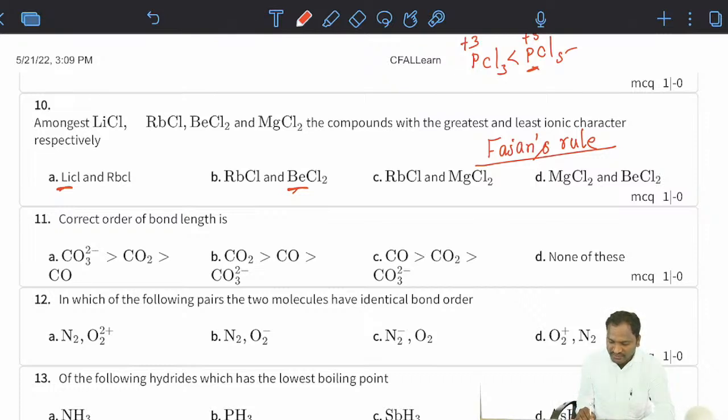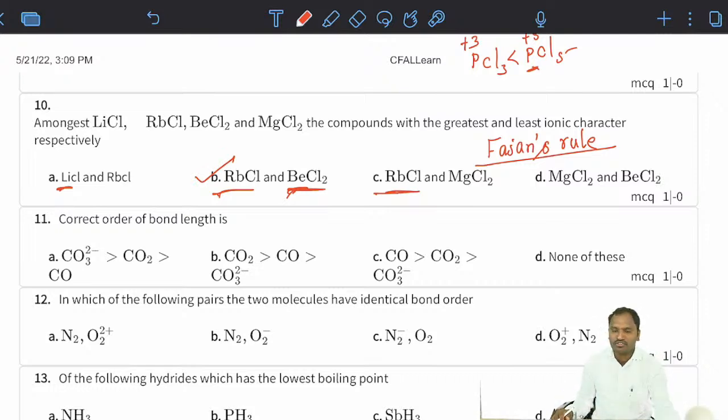So they ask greatest ionic character and least ionic character. First greatest ionic character will decide. Among all, if you compare first group and second group elements, first group elements can form more ionic compounds, the ionic nature of first group elements is more. So here rubidium chloride we can take, and least if you see beryllium chloride. Here size is high, size is small, charge is high. So two factors are favorable. So option is B.